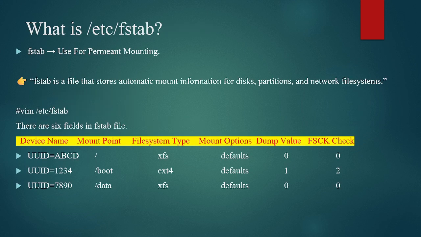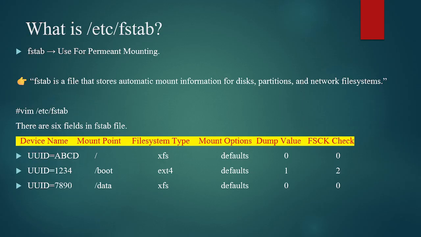Now, in last lecture, we talked about when we reboot the machine, our newly added mount point has been removed. Why would this mount point be removed?